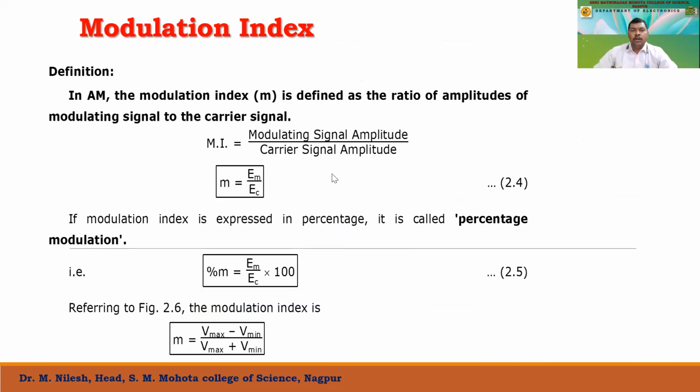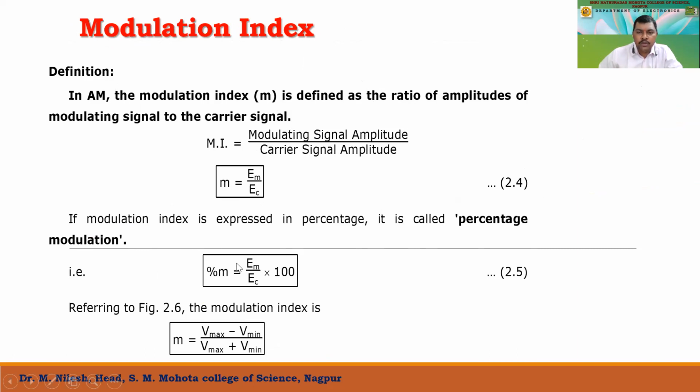This is the formula for that: the modulating signal amplitude divided by the carrier signal amplitude, and that is equal to Em by Ec. They are being represented by that. And if modulation is expressed in percentage, it is called percentage modulation.